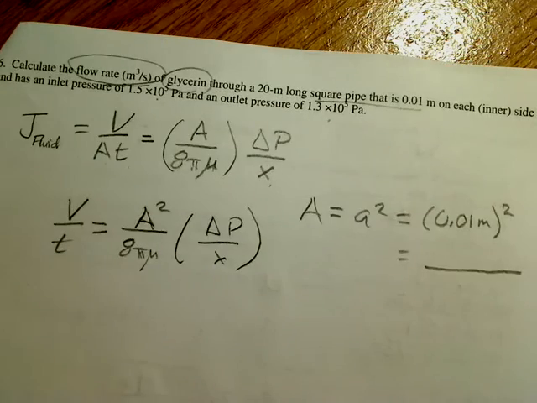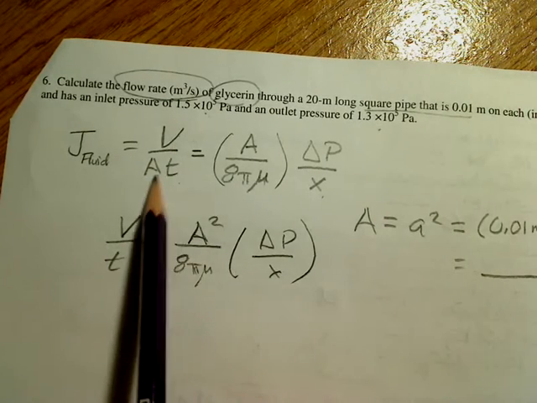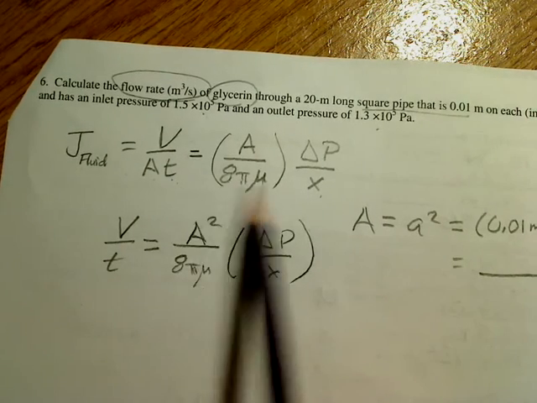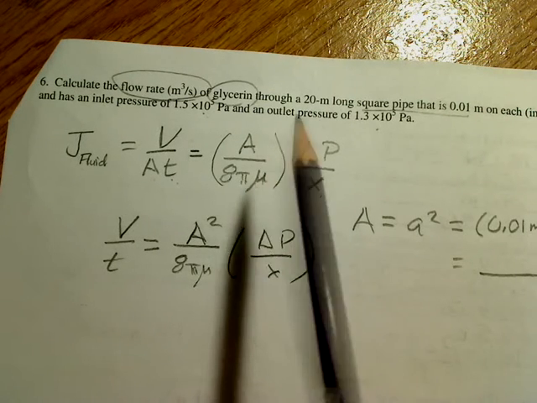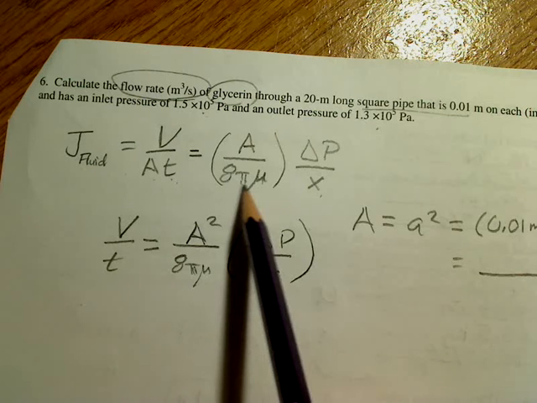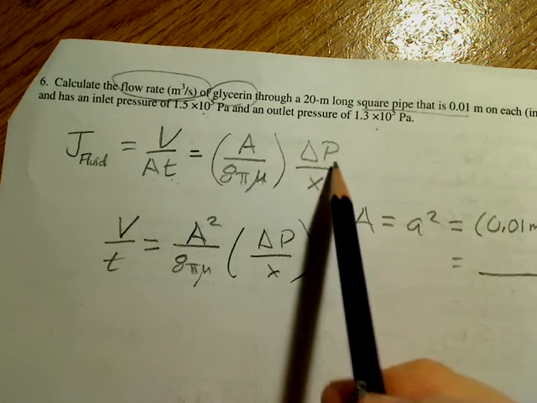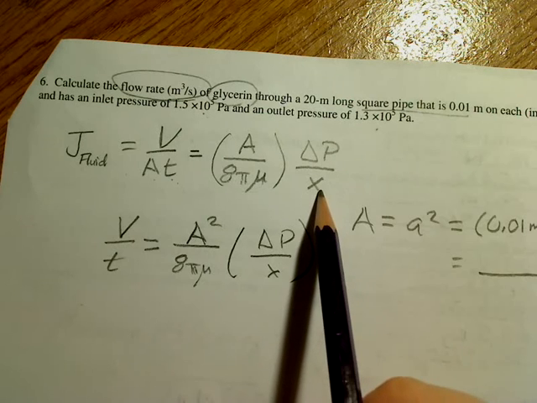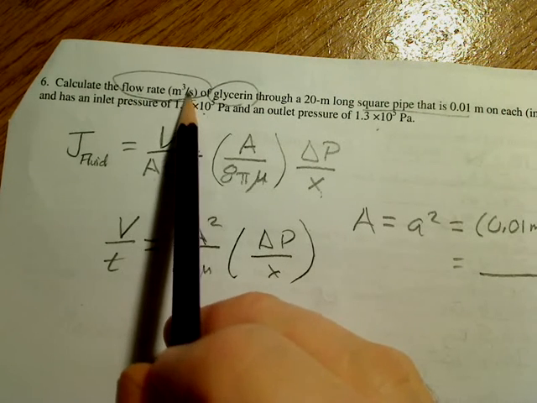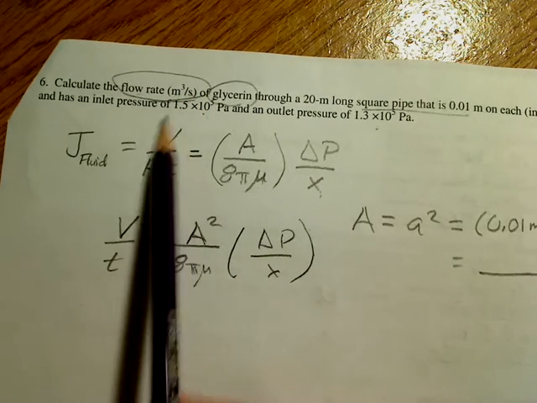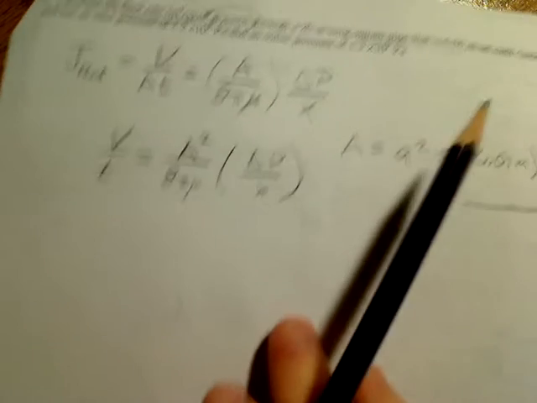On the next page, in problem number 6, the general equation for fluid flux is V over T equals this constant, which is the cross-sectional area of the connecting tube squared, divided by 8 pi times the viscosity of the fluid, in this case it's glycerin, times the change in pressure over the length of the tube. They're asking you to find the flow rate in meters cubed per second. That means you want to isolate V over T because that's volume over time.